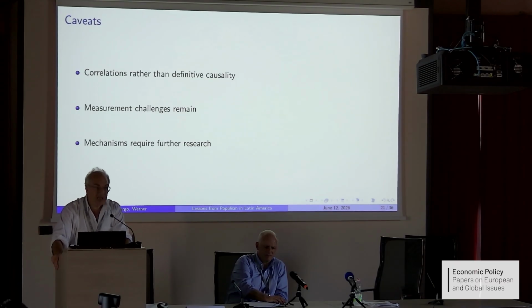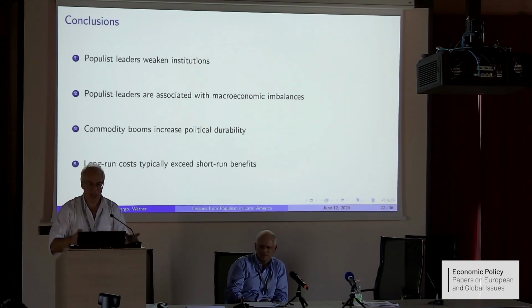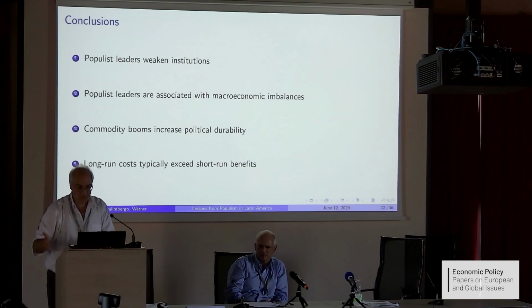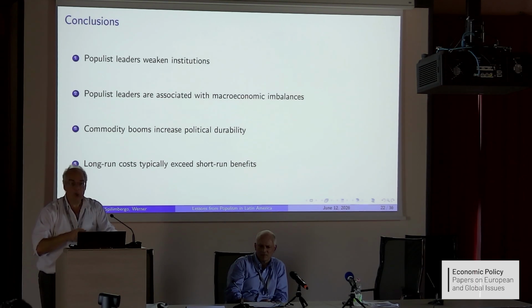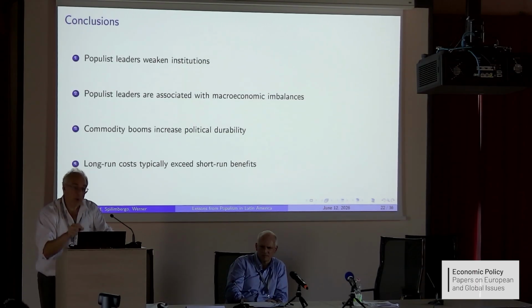And the mechanism, I think it's pretty clear, but we need to do even more about this mechanism. Just to repeat: populist leaders weaken institutions, and populist leaders are associated with macroeconomic imbalance in the long term. The macro imbalances are due to the fact that they disable check and balances. And the commodity booms prolong the life. We use check and balances both as an explanatory variable and as an instrument, and the results don't change much. The problem is that it's a weak instrument.